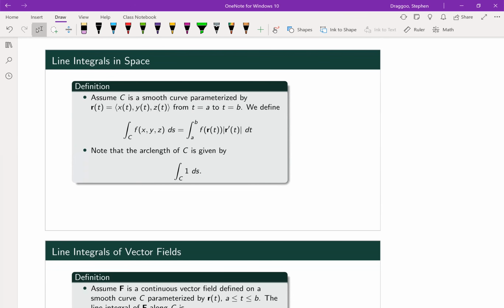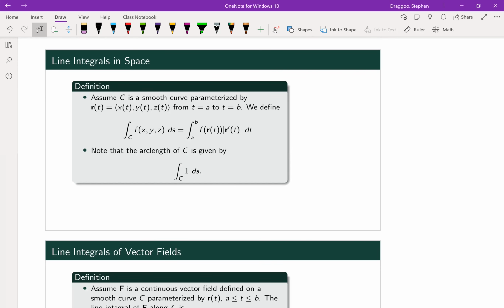If we extend that line integral into 3 space instead of just 2 space, so now we have a smooth curve parameterized by x, y, and z, it ends up being very much the same equation that we had before, just with a z component tossed in. So we wanted to keep going with that square root example. Instead of just the square root of dx squared plus dy squared, it'll be the square root of dx squared plus dy squared plus dz squared.